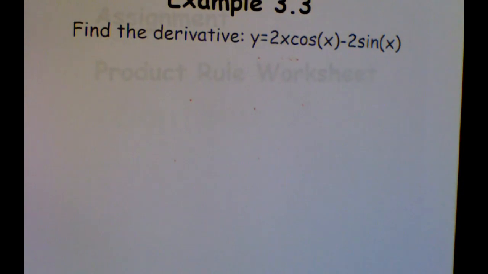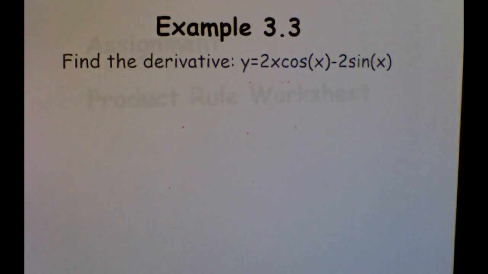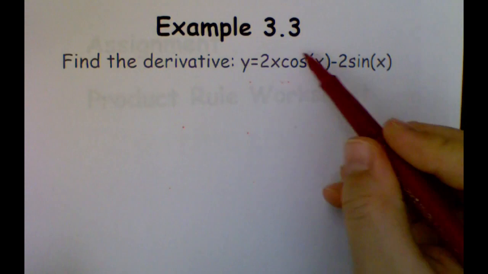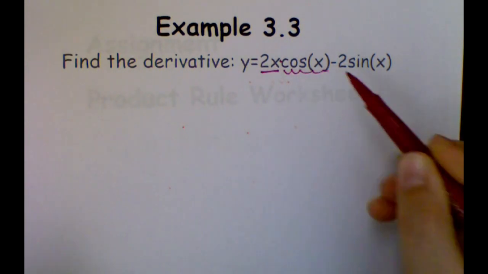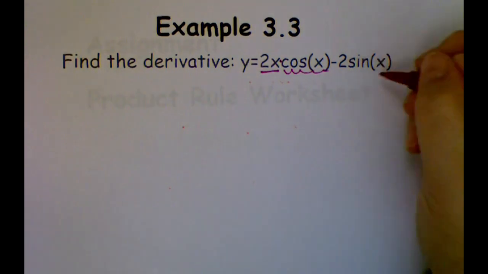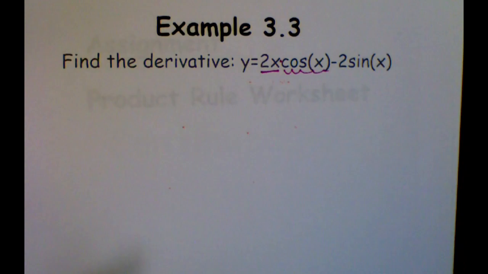All right, let's find the derivative of 2x cosine of x minus 2 sine of x. To do this one, we have to do the product rule for only part of it. We have to use the product rule on this first piece because I have 2x times cosine of x. The 2 sine of x doesn't have to use the product rule, and we can just do that derivative straightforward.